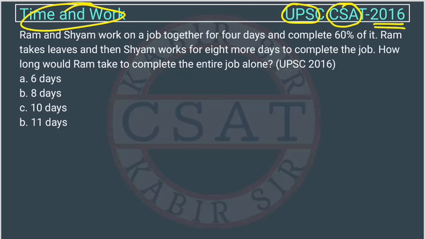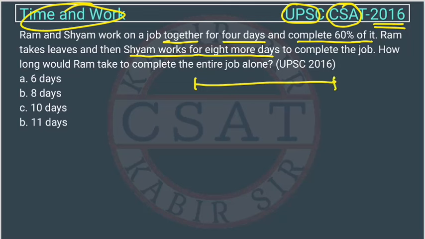So Ram and Shyam work on a job together. So they are working together for how many days? For 4 days, and complete 60% of it. And they are able to complete 60% of the work. Ram takes leave and then Shyam works for 8 more days. So suppose the work is from here to here, right? This is the 60% of the work. In this period, both Ram and Shyam are working. Now here Ram leaves, and from here to here only Shyam is working.